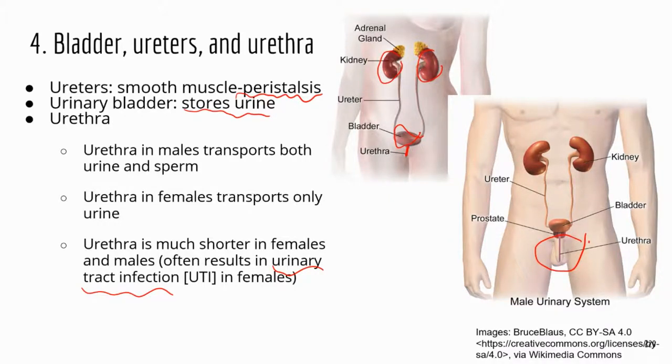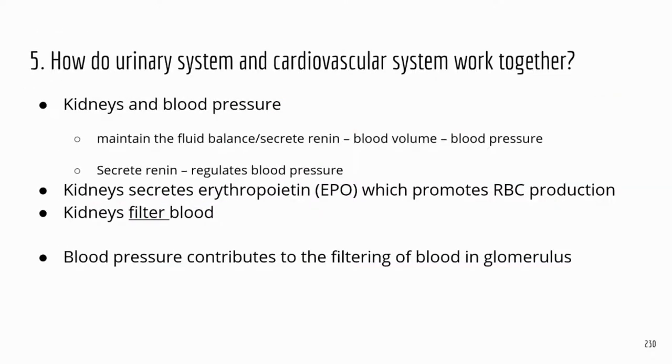Now, urethra in males transports both urine and sperm, right? So this is where there is a conjunction between the urinary system and the reproductive system. Urethra in females, however, only transports urine. All right, now how do the urinary system and the cardiovascular system work together?